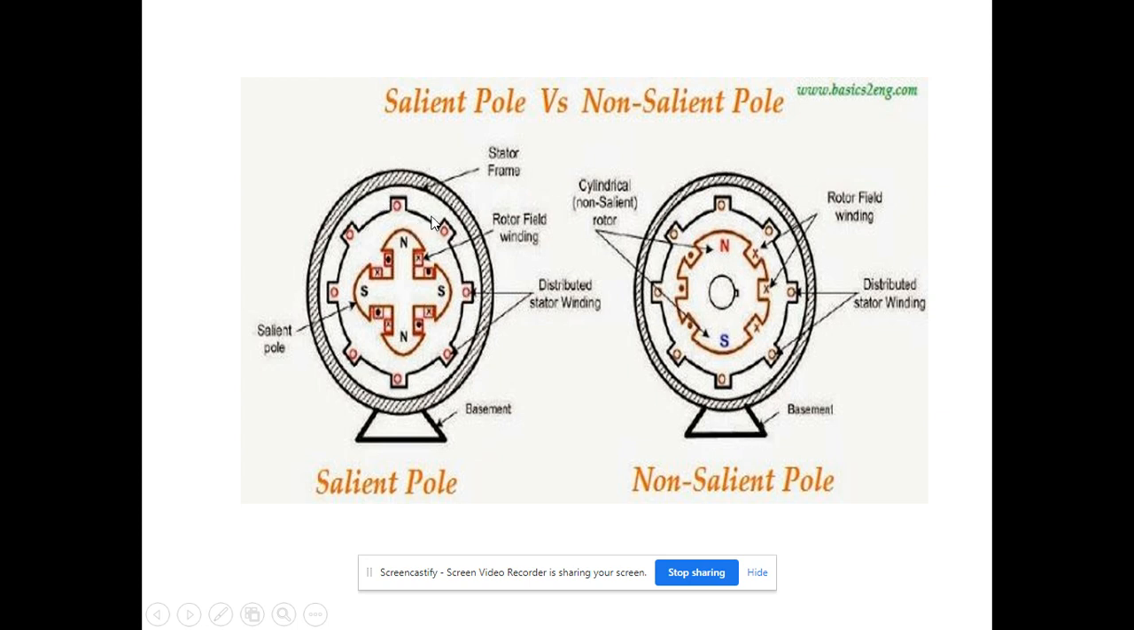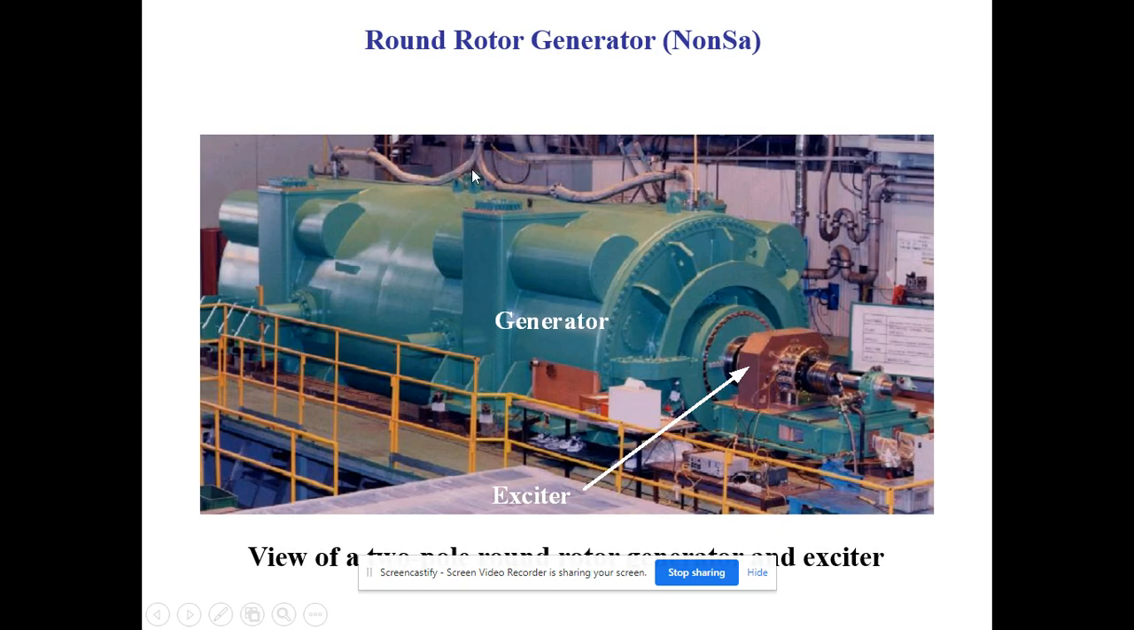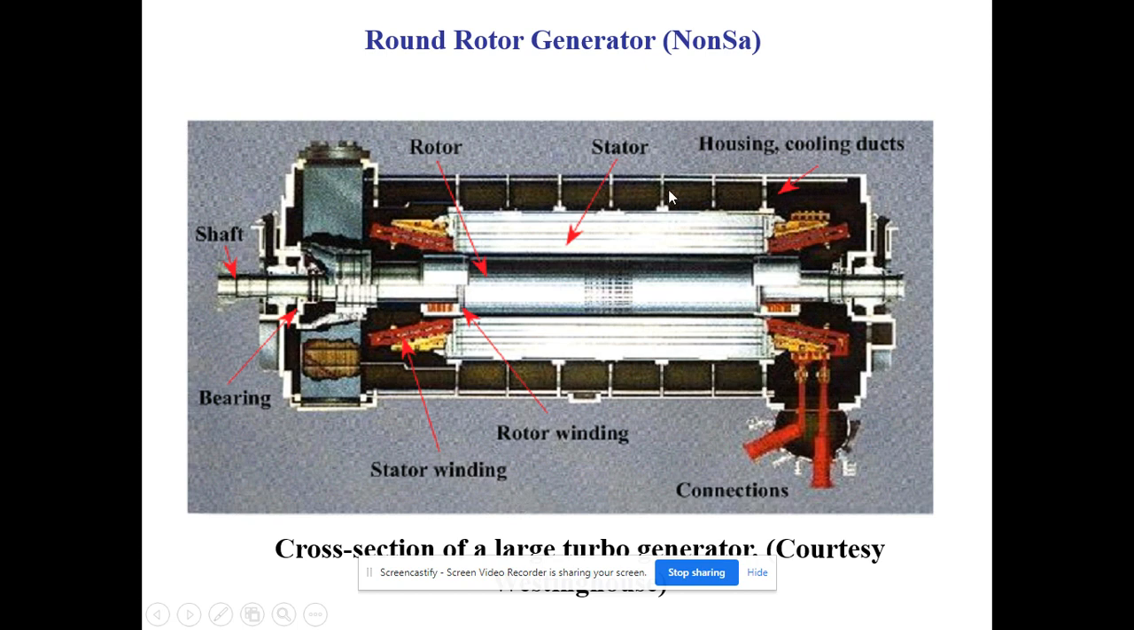You see, this is the rotor construction of the salient pole type. The rotor construction like this is the non-salient pole type. The non-salient pole type is used in real power generation like steam power plants and nuclear power plants. This is the construction diagram of the non-salient pole type.